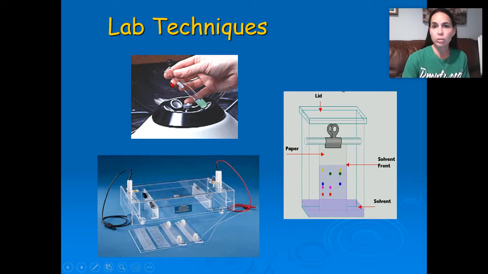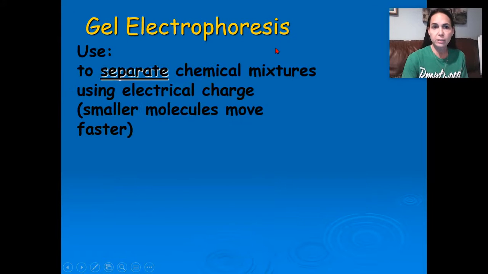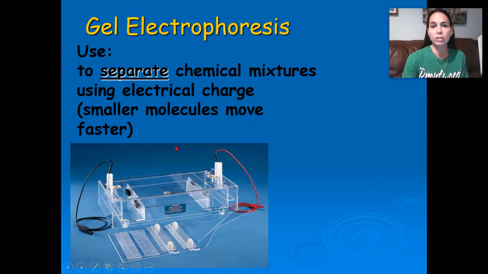And the one at the top here is used to separate by density or weight. So let's start with the electrophoresis. It's used to separate chemical mixtures, specifically DNA, and it uses an electrical charge. That's why it's called electrophoresis. The smaller molecules will move faster.